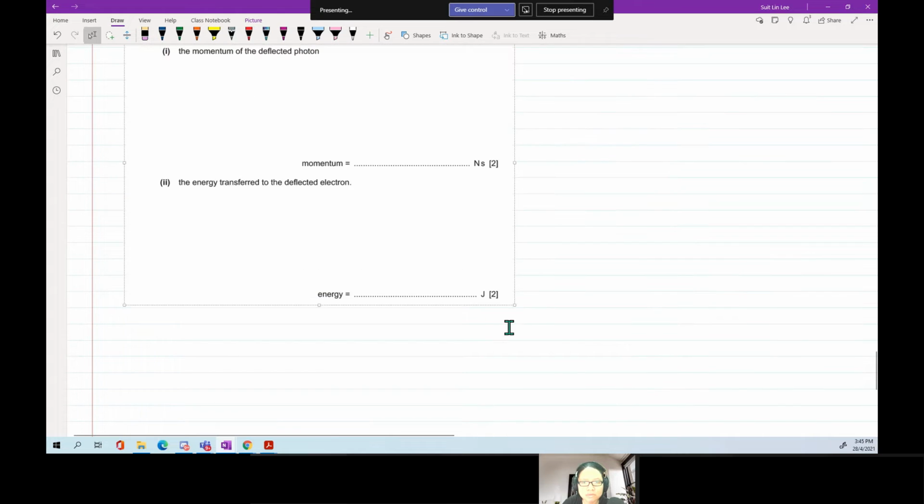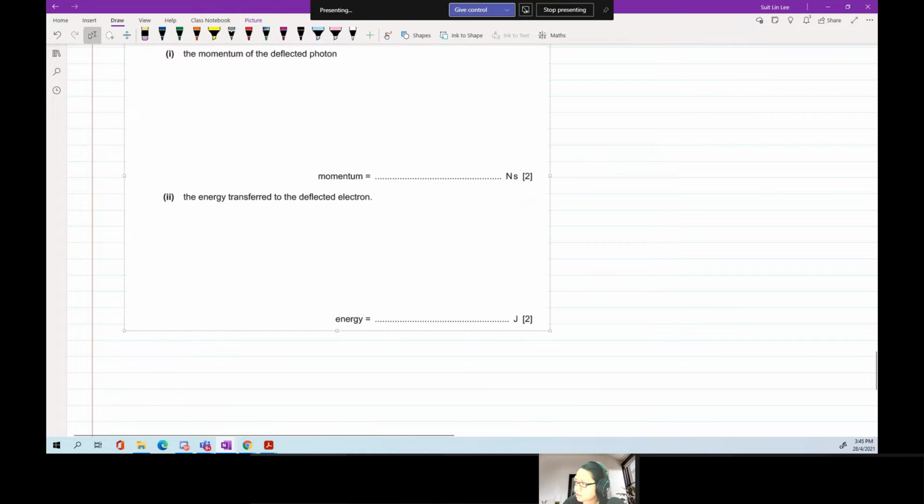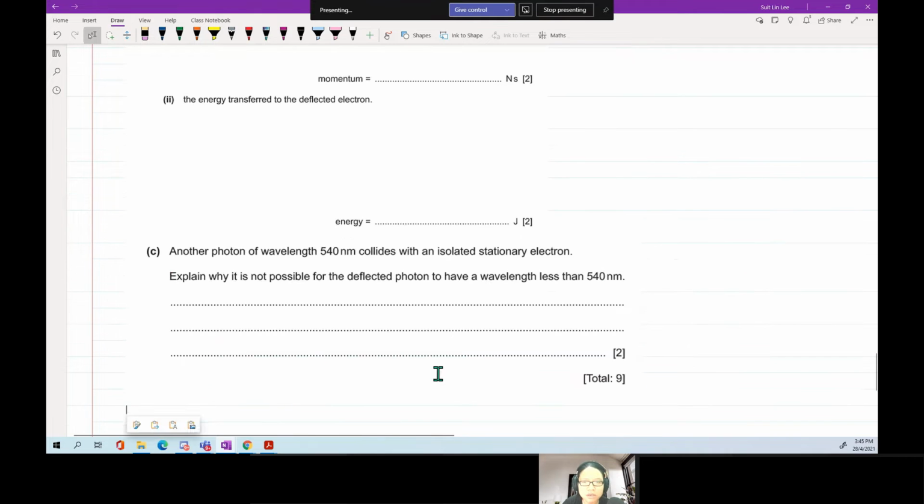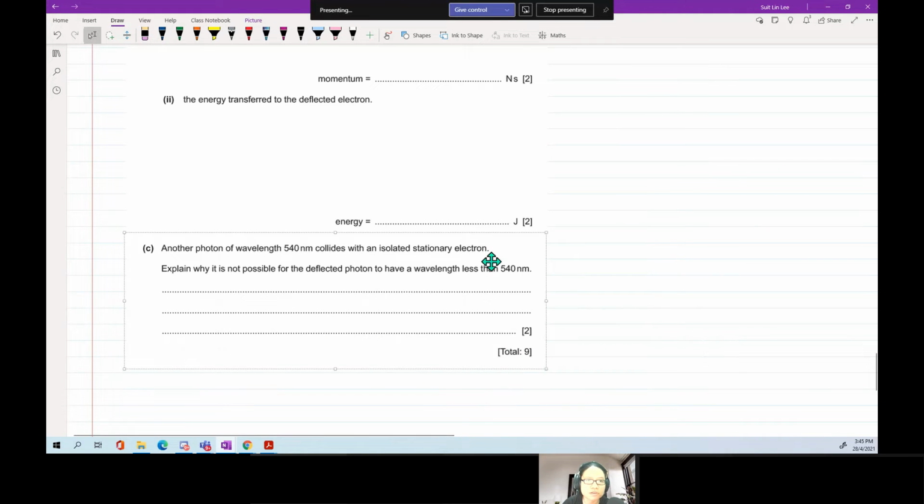Okay, anything else? Did I miss some stuff? I think I did. Oh, this is a 9-mark question. Very nice. Okay, so this is an example of the de-Broglie relationship question.